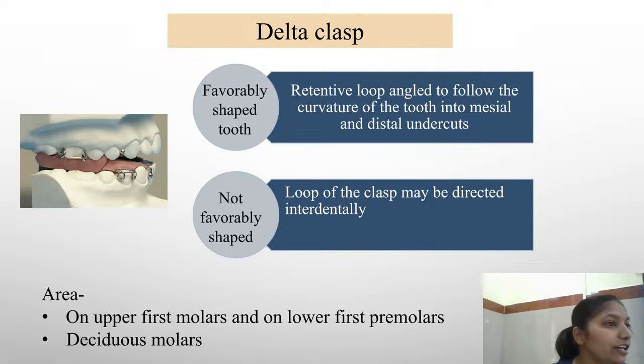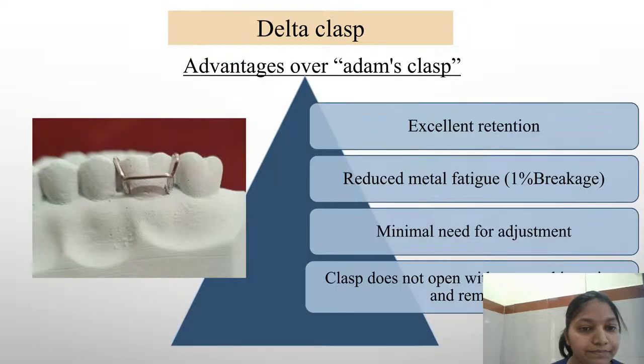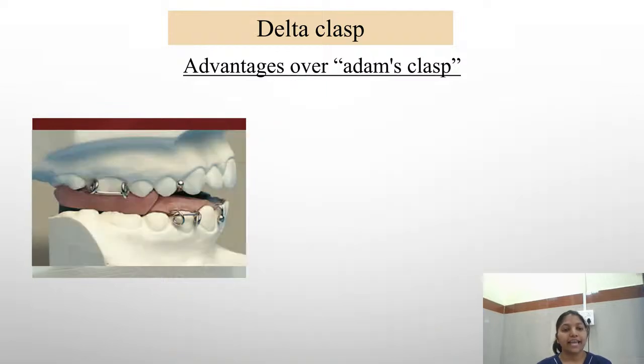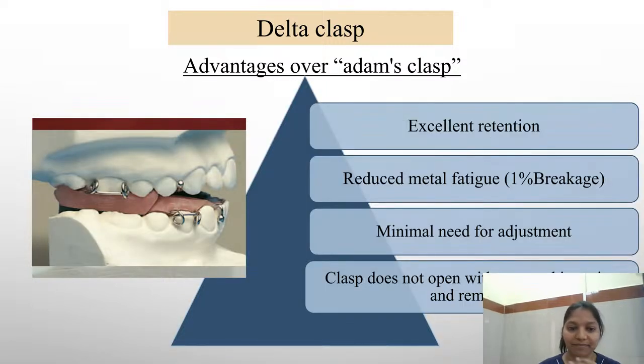The area where the retentive loops will be placed is first on the upper first molars and the lower first premolars, and if the first premolars are not erupted, deciduous molars can be used for the placement of the delta clasp. So what are the advantages over the Adams clasp? It has excellent retention, reduced metal fatigue, minimal need for adjustment, and this clasp does not open with the repeated insertion and removal. So breakage is only 1% with the delta clasp.